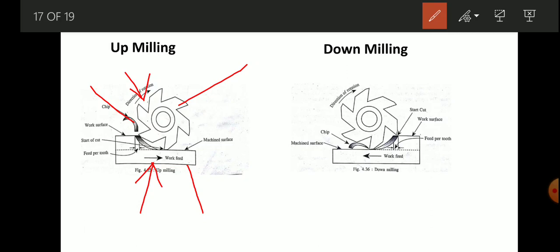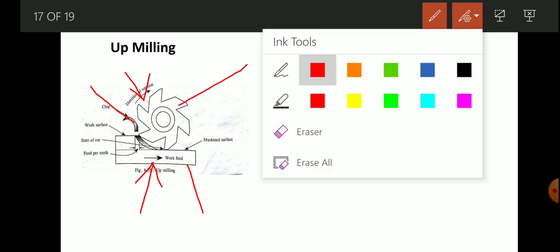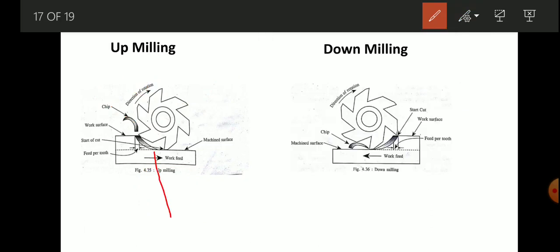The chip thickness is minimum at the beginning. Here we can see the removal of material is very small and the chip thickness is very small, and it is maximum at the end. Here we can see the chip removal is maximum. In this process effective cooling is not possible, therefore we get a poor surface finish in up milling.